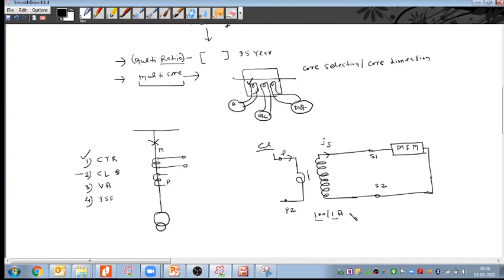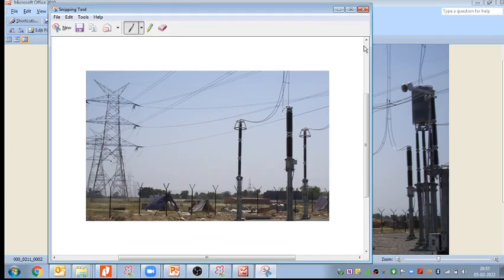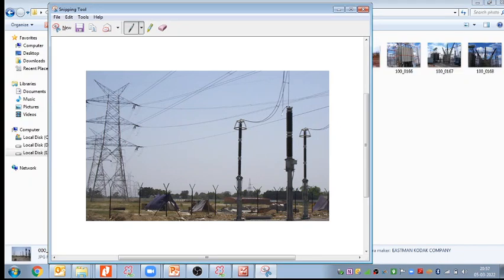But this is my rating. This is my rating. Same we have mentioned on the CT rating plate also. When I'm telling the rating plate, it means to say, let me take any rating plate.